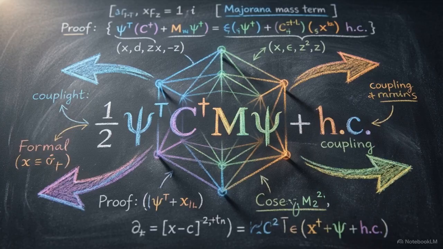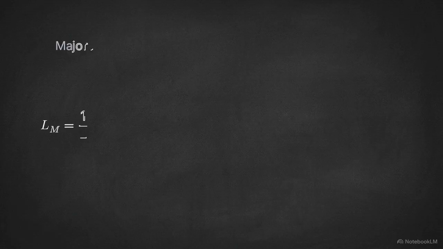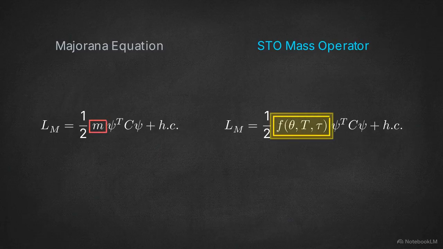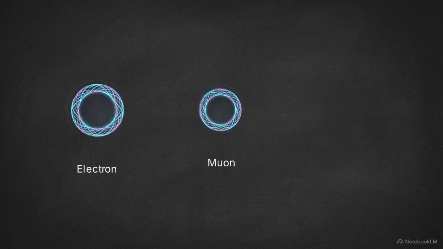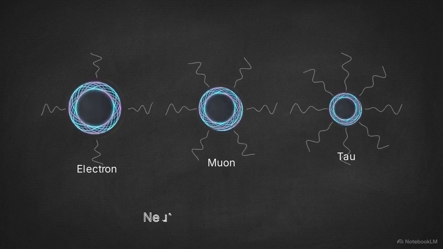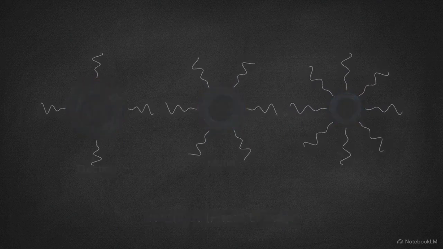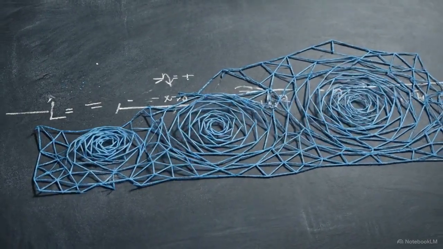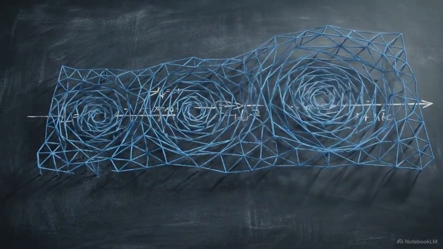In quantum field theory, the Majorana equation generates mass mathematically by coupling left and right-handed fields, utilizing an arbitrary right-handed spin or phase factor. The STO mass operator replaces arbitrary phase factors with a geometric threshold scalar based on curvature, temperature, and time. The electron is the base mode of curved resistance. The muon and tau are denser angular modes, trapping more energy, while neutrinos are phase leakage. The lepton family forms a predictable spectrum of time-periodic thresholds, manifesting as resistance within a single underlying field.